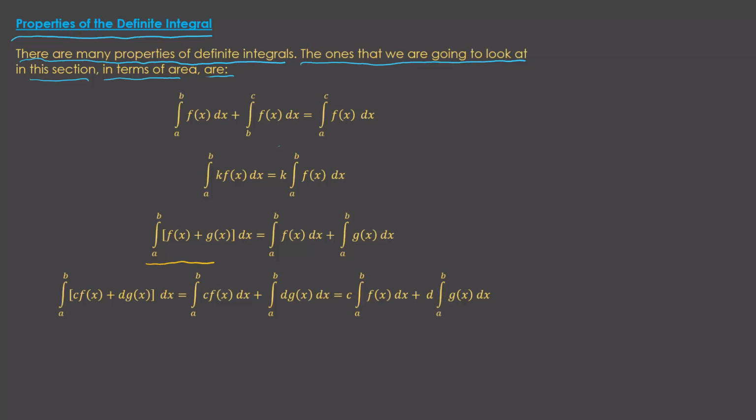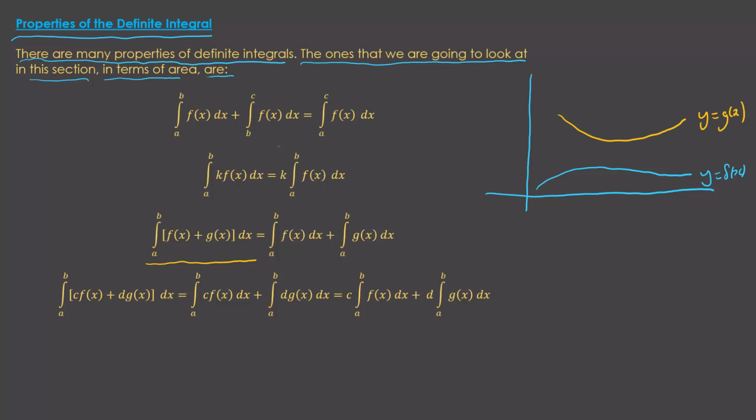Now, what about the next one? So what we're saying here is that we have two functions. Say we've got f of x, and we've got another function, say g of x. And what we're talking about here is the sum of those functions, which might look something like this.